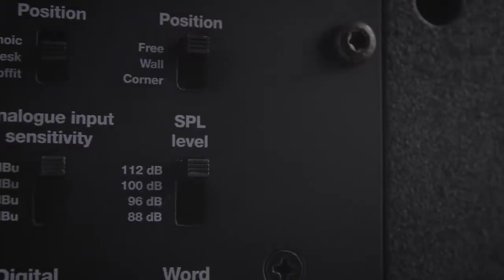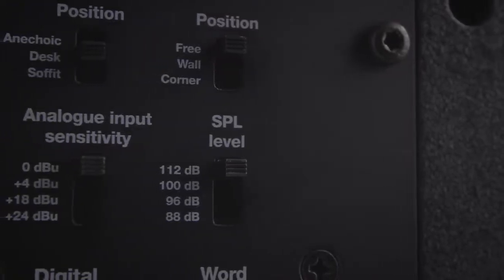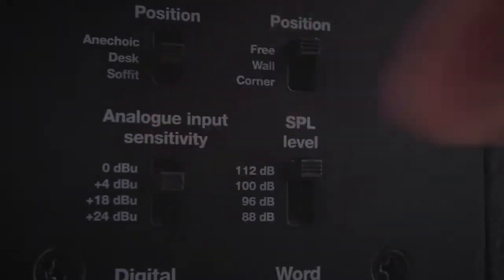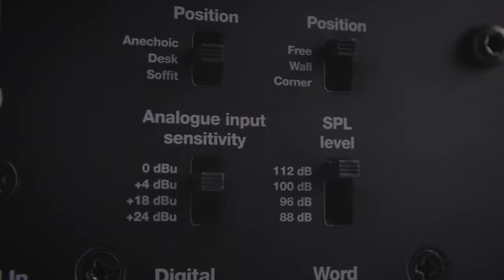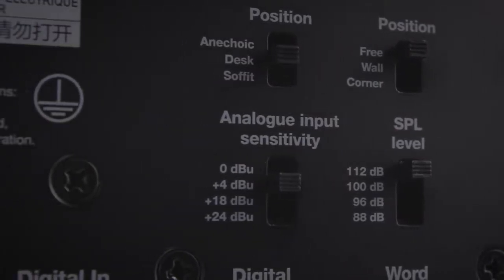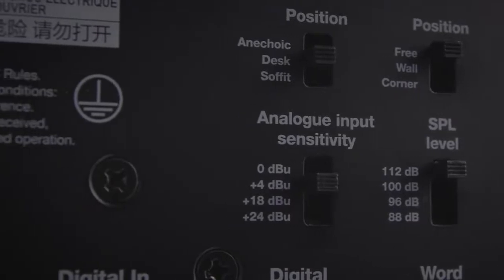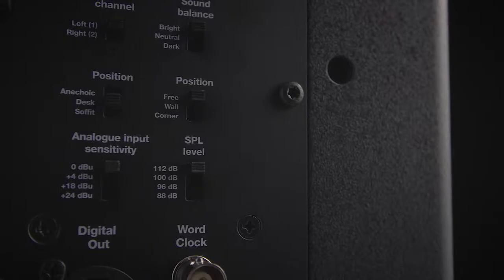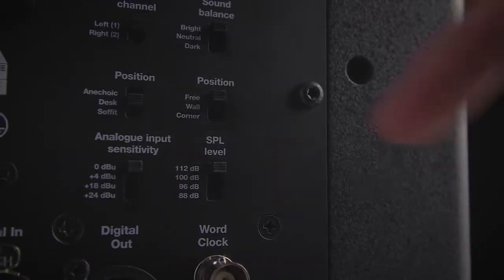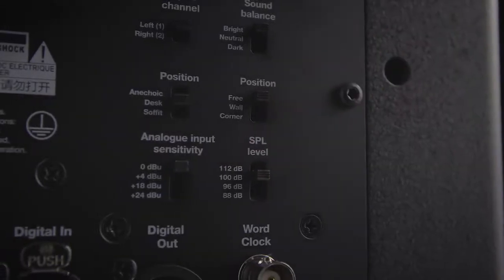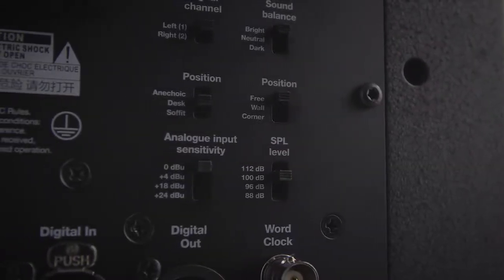Analog input sensitivity. This is the maximum input sensitivity that the analog input stage can take and is equal to 0 dBFS. So you can handle 0 dBu, +4, +18 or +24 dBu. SPL level is the SPL output for -6 dBFS, which is 112, 100, 96 or 88.